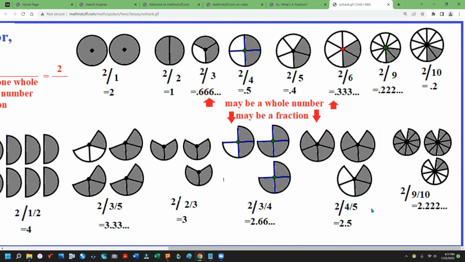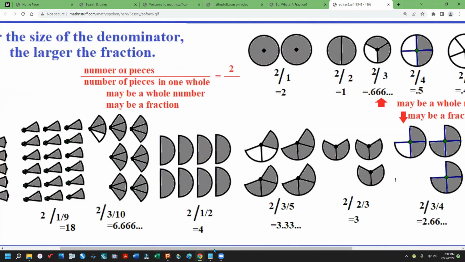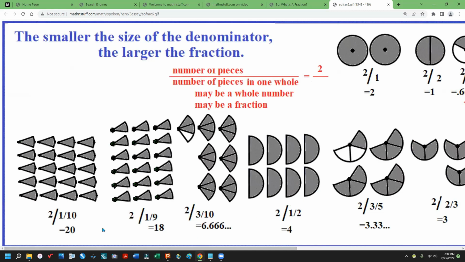So as we keep the numerator, the number of pieces, constant, but change the denominator, getting smaller, 9/10, 8/10, 3/4 or 0.75, 7.5, 6 2/3 tenths, as we make the number of pieces in a whole smaller and smaller and smaller, the numbers increase.